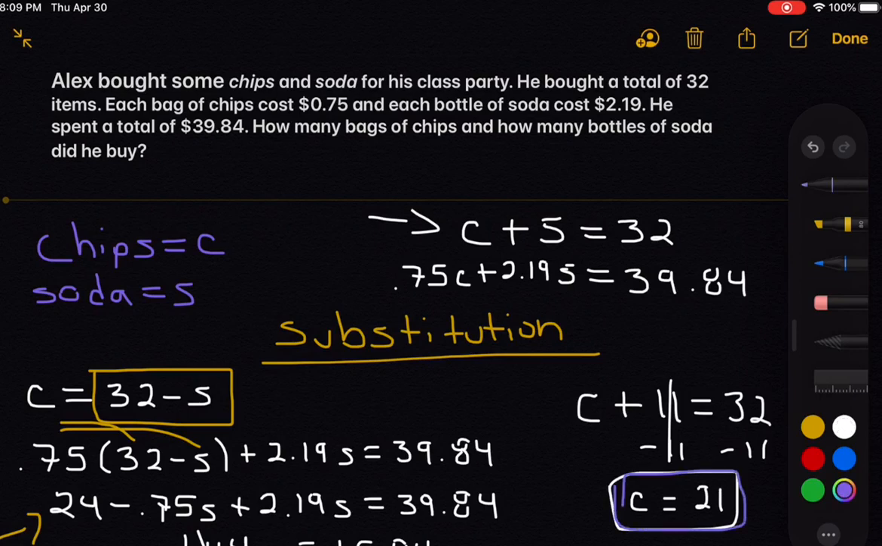So the number of bags of chips that he bought were 21, and the bottles of soda that he bought were 11. And that is how you solve a system of equations word problem, in this case by using substitution.